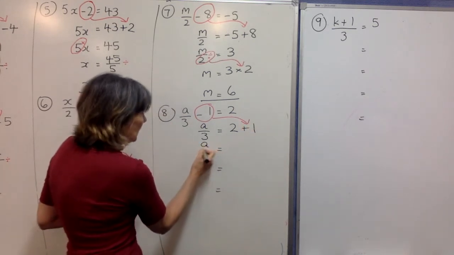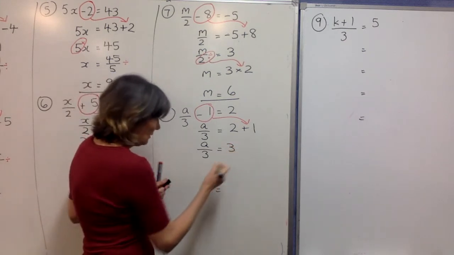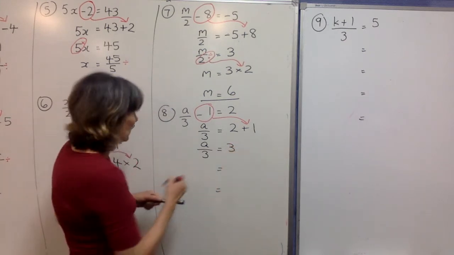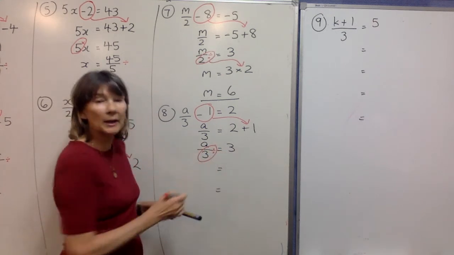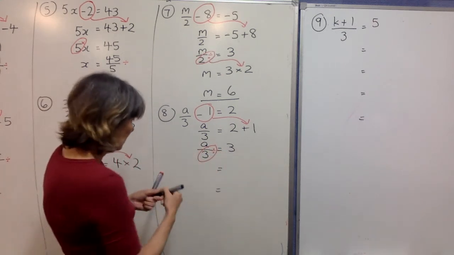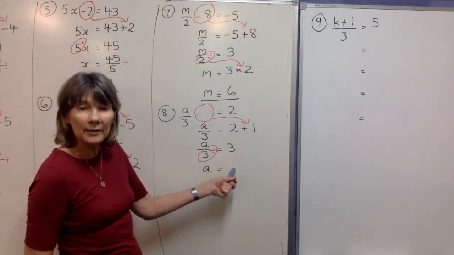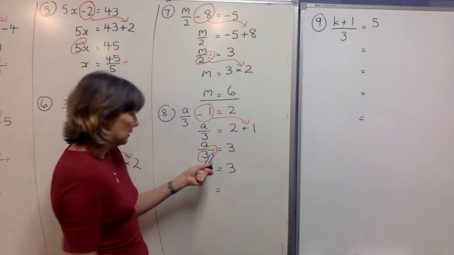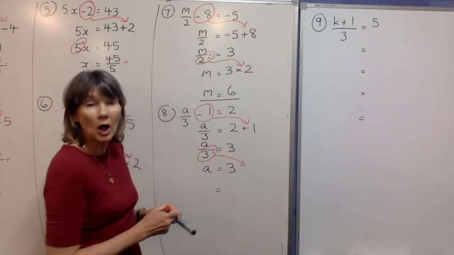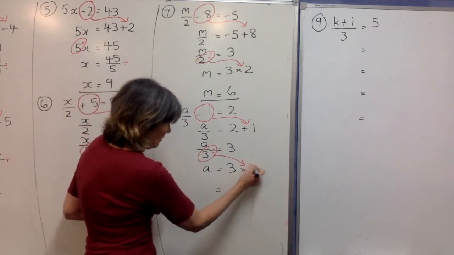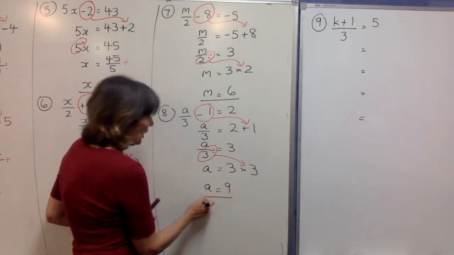All right, so we're going to keep our a over 3. 2 plus 1 equals 3. And now you're getting rid of your best friend. Remember your fraction bar is divided by, so we're getting rid of divided by 3. That will leave us with a by itself. Copy this 3 down that's already on the right-hand side. And now we're doing the opposite of divided by 3, which is times by 3. And now you just work that on your calculator and you get a equals 9.